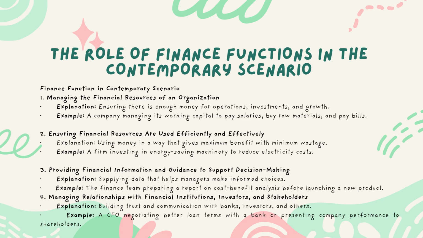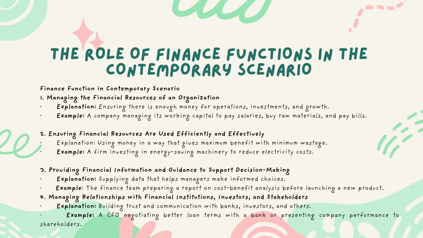2. Ensuring financial resources are used efficiently and effectively. Explanation: using money in a way that gives maximum benefit with minimum wastage. Example: a firm investing in energy-saving machinery to reduce electricity costs. 3. Providing financial information and guidance to support decision-making. Explanation: supplying data that helps managers make informed choices. Example: the finance team preparing a report on cost-benefit analysis before launching a new product.